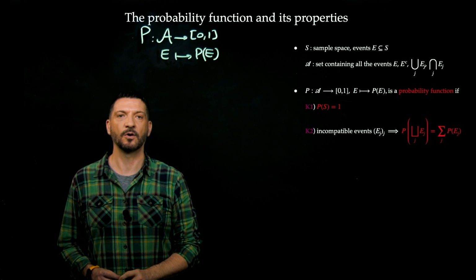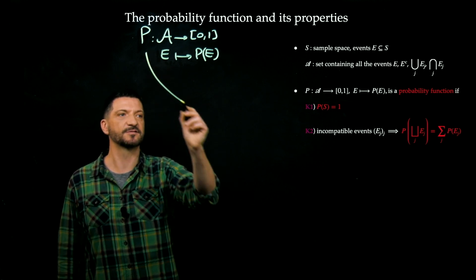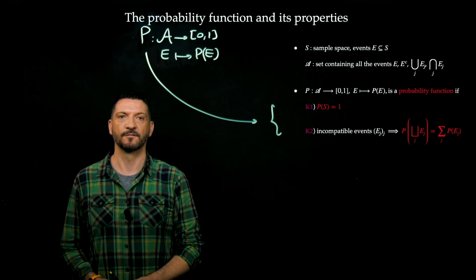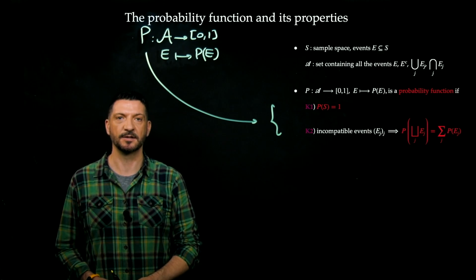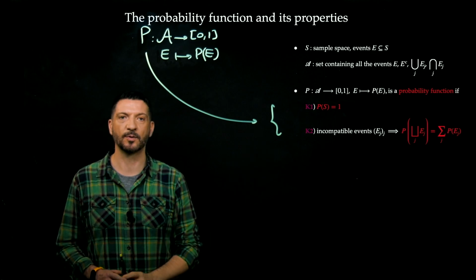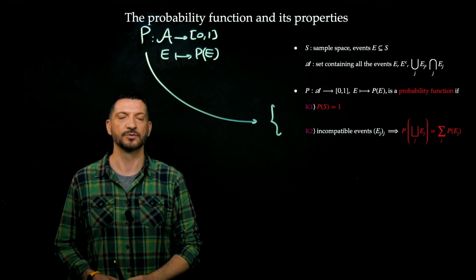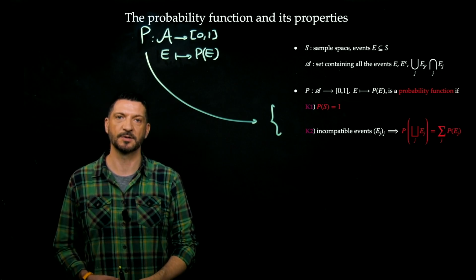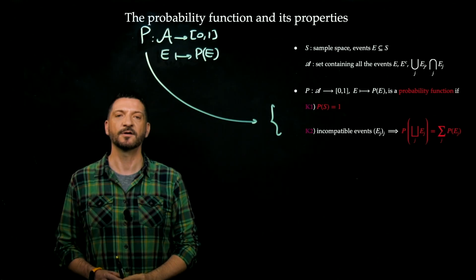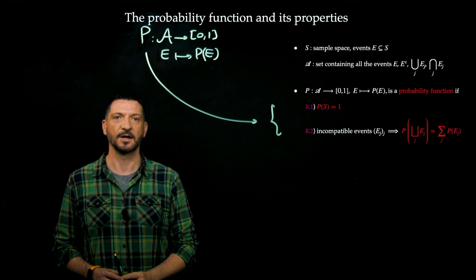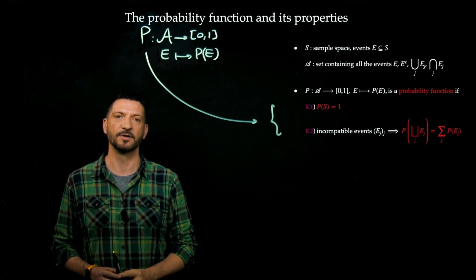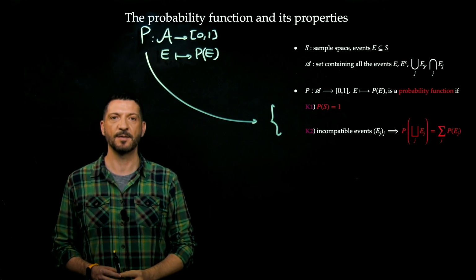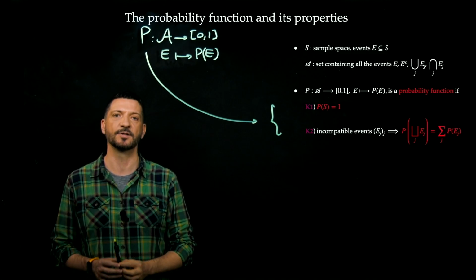This function P is called a probability function if it satisfies the two Kolmogorov axioms that I recalled here. The first one is the easiest to state and interpret. It simply says that the probability function assigns 1 to the entire sample space S, which simply means that whenever we perform a random experiment, we obtain a result. The second axiom refers to incompatible events and says that when we have a bunch of incompatible events, then the probability assigned to their disjoint union is simply the sum of the probabilities assigned to each single event.